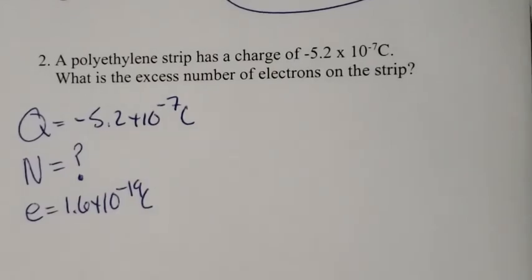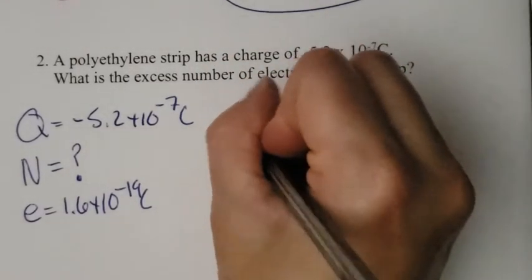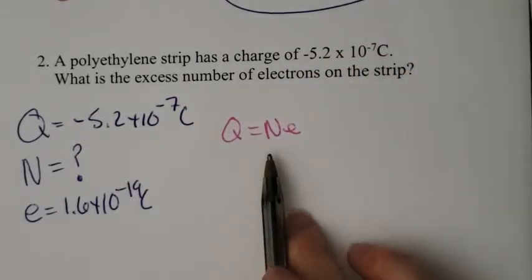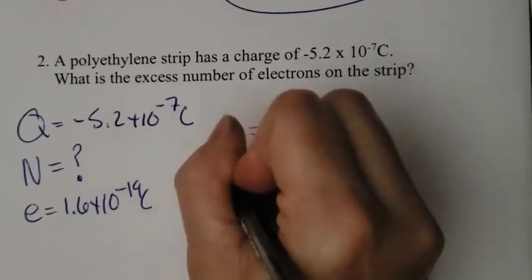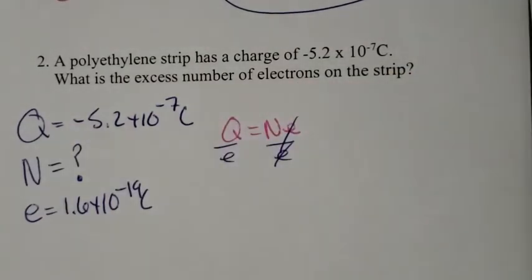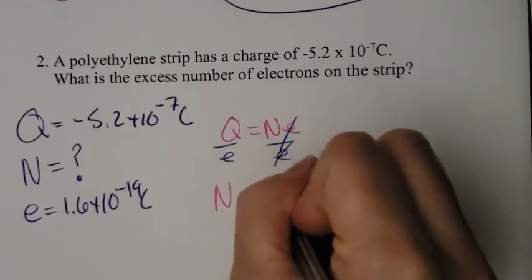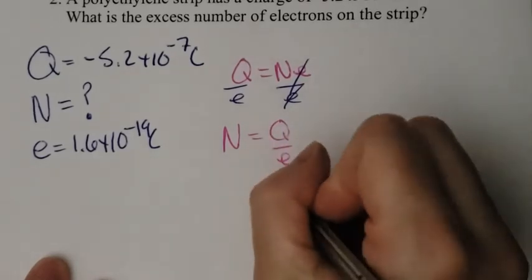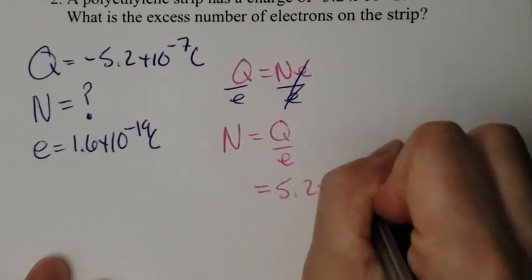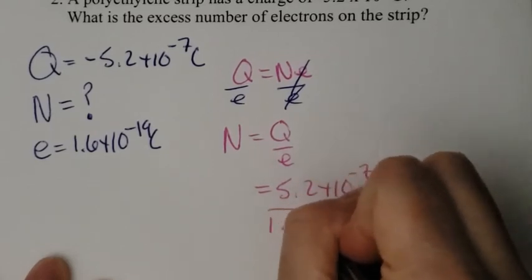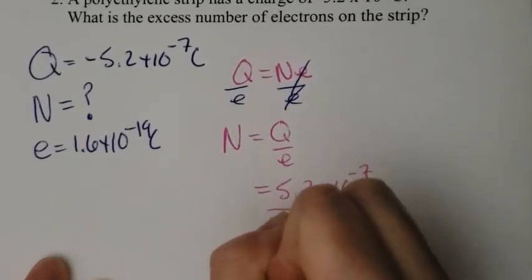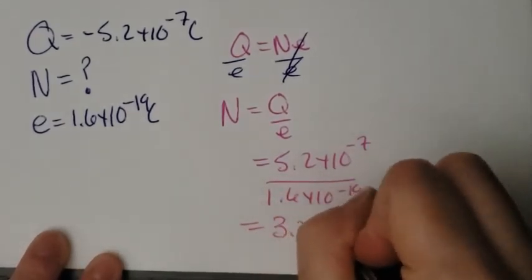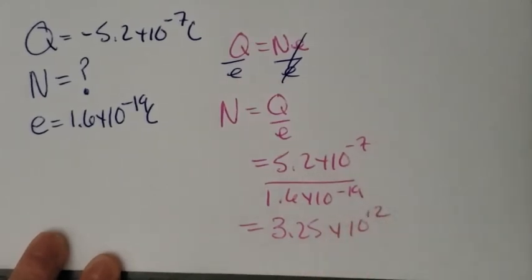So the formula is the same as it's always been. We know that Q is equal to NE. But this time, I'm trying to get N all alone. So I'm going to divide both sides by E. E's cancel out. And I'm left with N is equal to Q over E. We're going to plug in our numbers. So 5.2 times 10 to the negative 7 divided by 1.6 times 10 to the negative 19. And we actually get 3.25 times 10 to the 12 electrons.